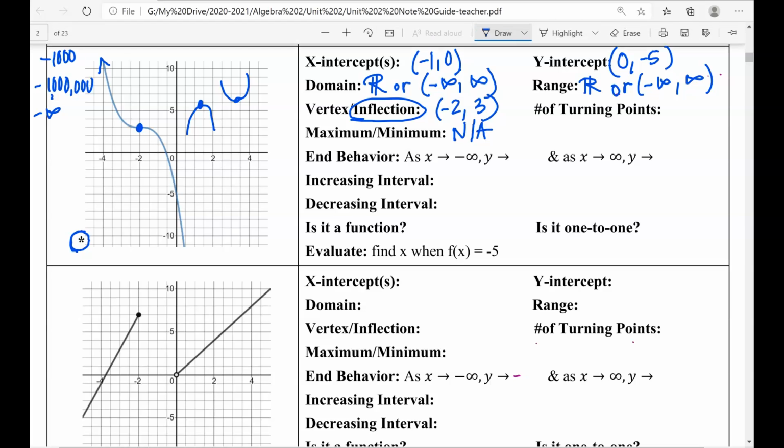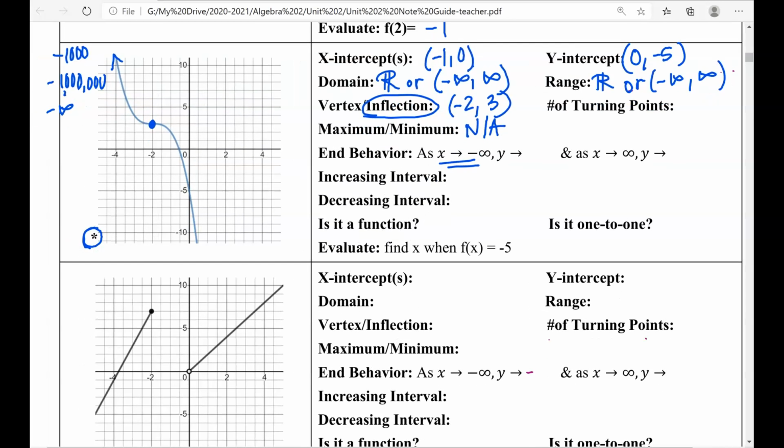End behavior, okay? So let's talk about end behavior. End behavior is as x approaches negative infinity. Well, if x approaches negative infinity, this left side is going to go up. So the y is going to go up. As x is approaching positive infinity, what's happening to the y? Y is going to go lower and lower and lower. So that y is going to go down to negative infinity.